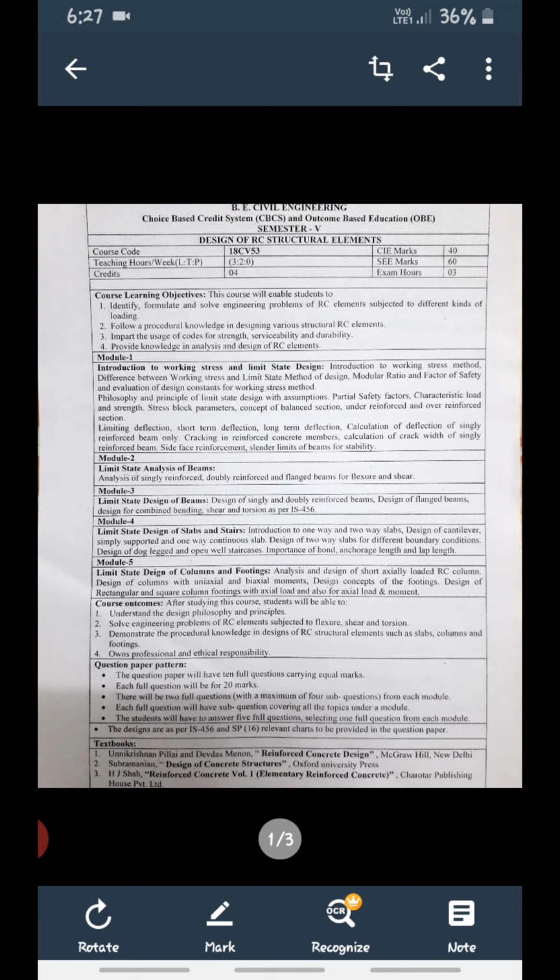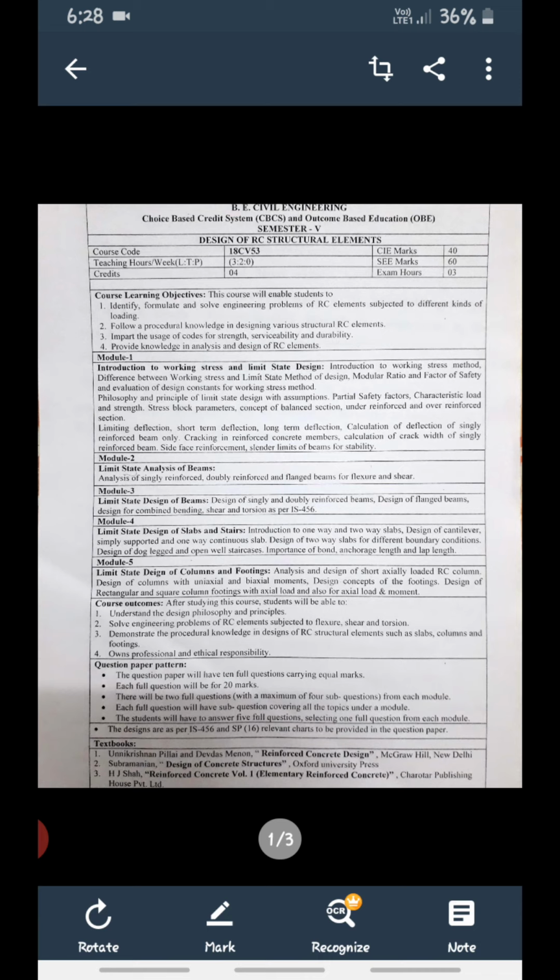If you take any structure, even a small building, you can see elements like slab, lintel, beams, columns, footings, staircases, etc. In all these elements you can see the reinforcement inside: concrete will be there and steel bars will be there. These elements are called reinforced elements or RCC elements. So this is one of the important subjects for your civil engineering course.